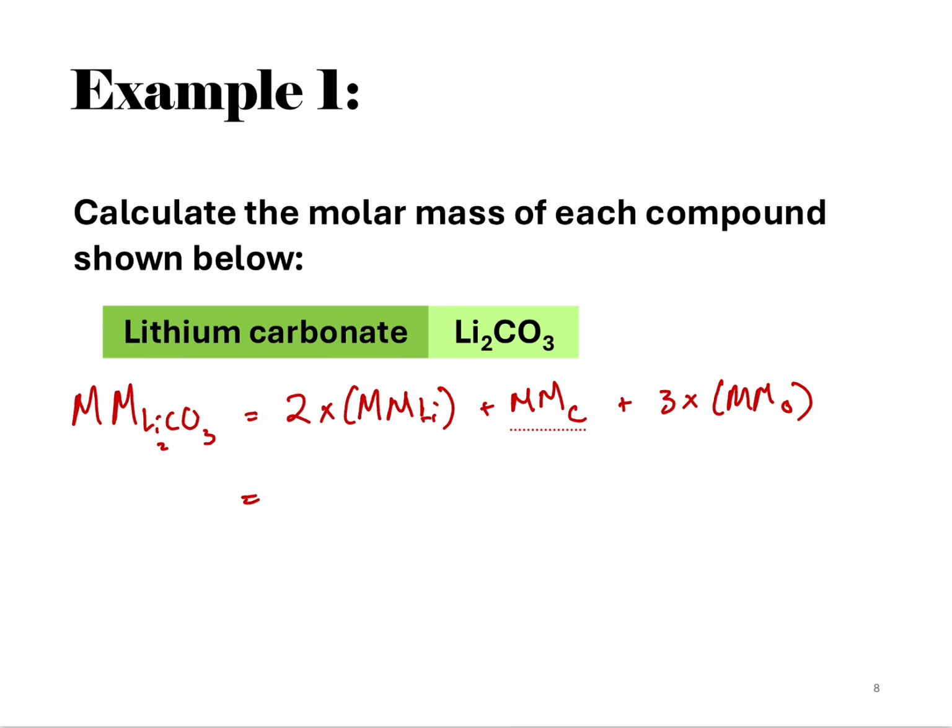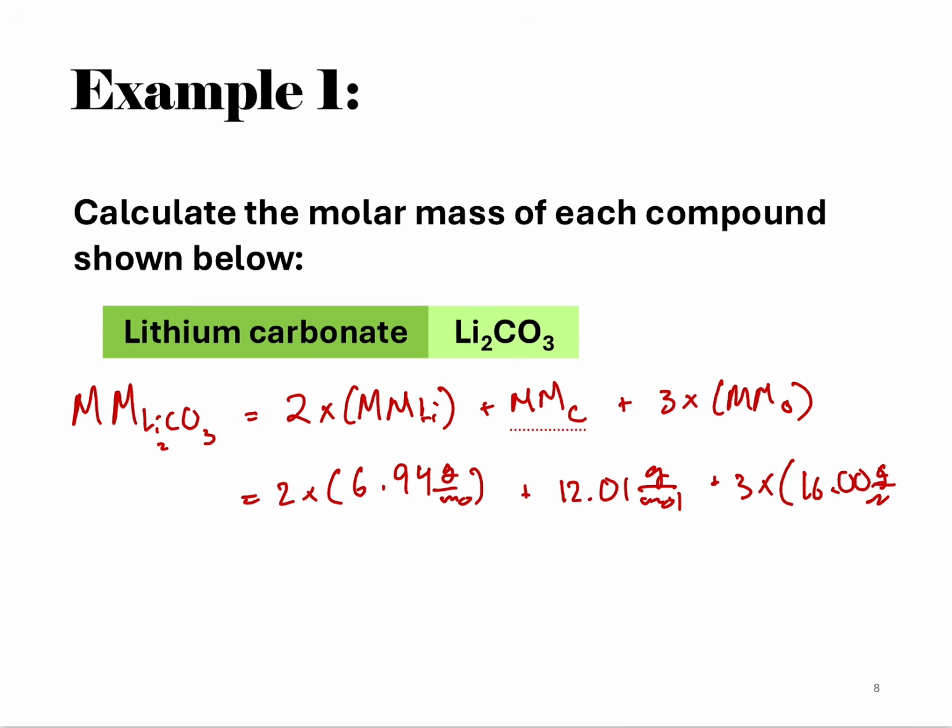And so we look up those values in a periodic table. It gives us 2 times 6.94 grams per mole, plus the molar mass of carbon, which is 12.01 grams per mole, plus 3 times the molar mass, which is going to be 16.00 grams per mole for oxygen. And we plug that all in, and we get about 73.89 grams of lithium carbonate per 1 mole lithium carbonate.